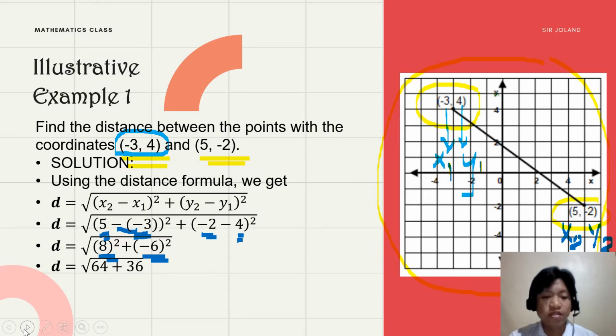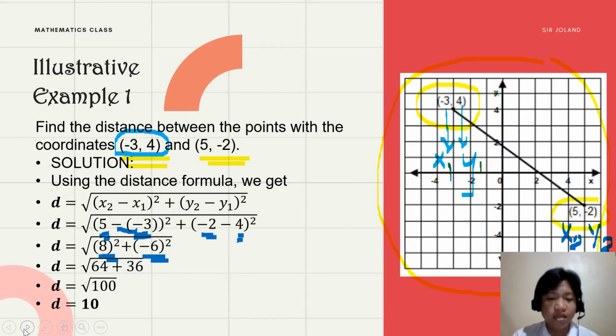So the square of 8 is 64 and then the square of negative 6 is positive 36. And then we add, so 64 plus 36 is 100. So here we have now the equation D is equal to the square root of 100. And then the last thing that you're going to do is to simplify this radical sign. So you just get the square root of 100. We're lucky that 100 is a perfect square. That's why our answer is a whole number.